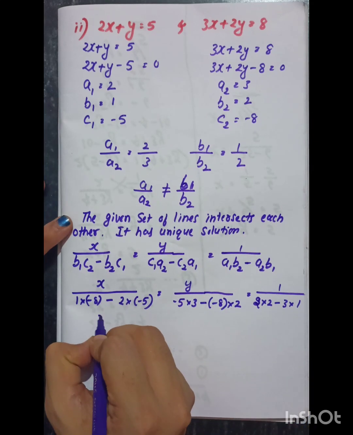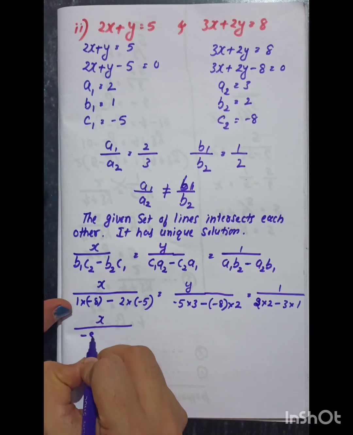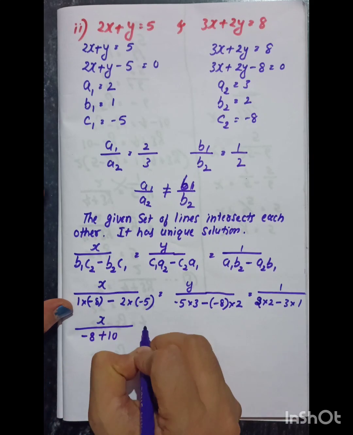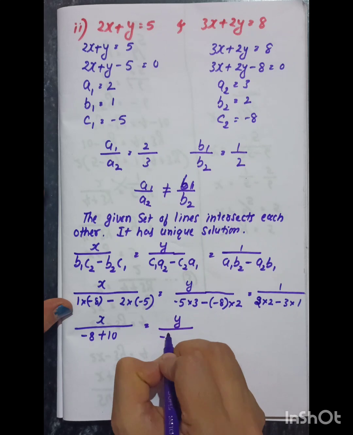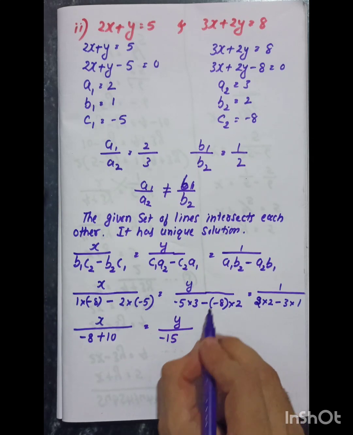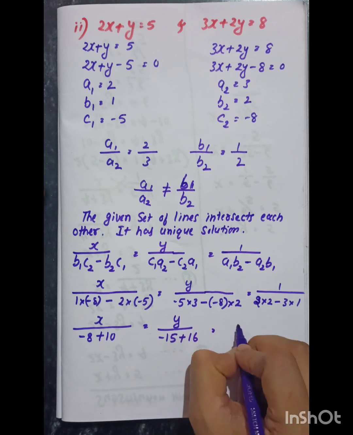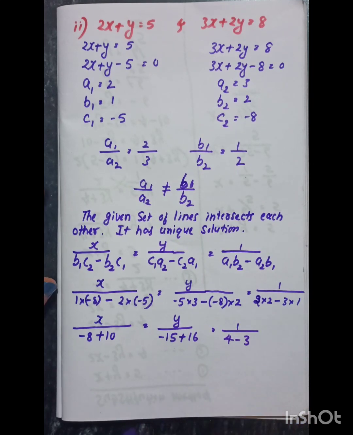Let's do x divided by minus 8, 8 ones are 8, minus into minus plus 2 5s are 10 equals y divided by 5 3s are 15, that is minus 15 minus into minus plus 8 2s are 16 equals 1 divided by 2 2s are 4 minus 3 1s are 3. Yes, simplify again this.